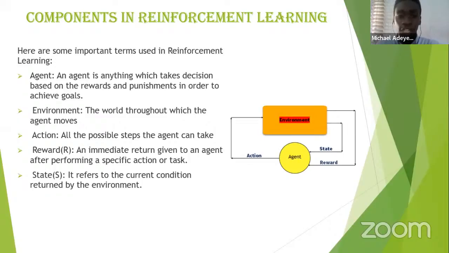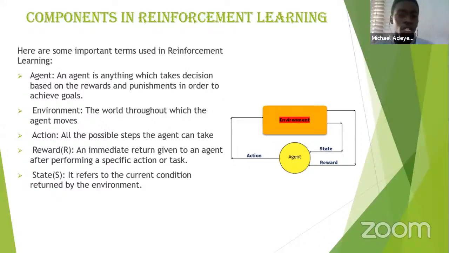The first is the agent. An agent is anything which takes decisions based on the rewards and punishments in order to achieve goals. So that is an agent. Now we have the environment. The environment is the world throughout which the agent moves. And we have the action. Action is all the possible steps the agent can take, either going up or going down, running, shooting. Those are actions that the agent can take.